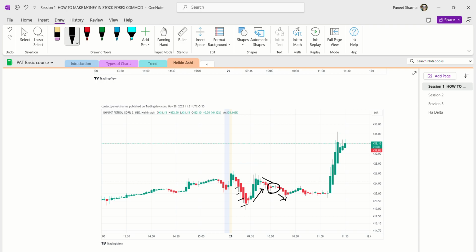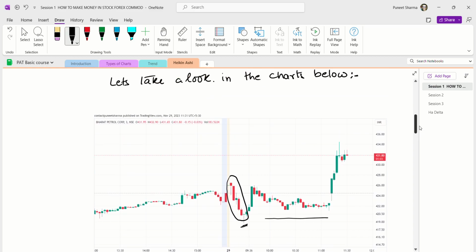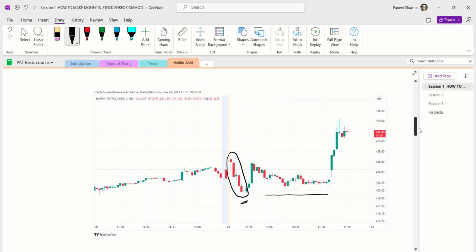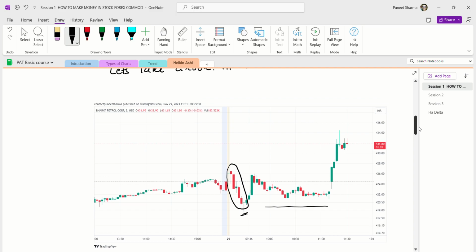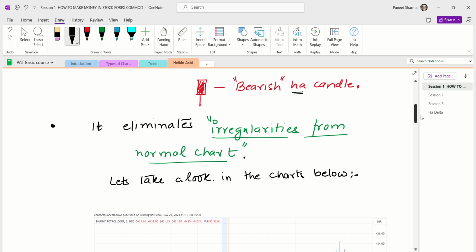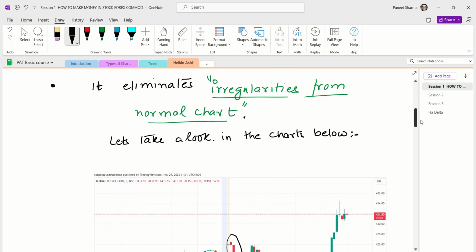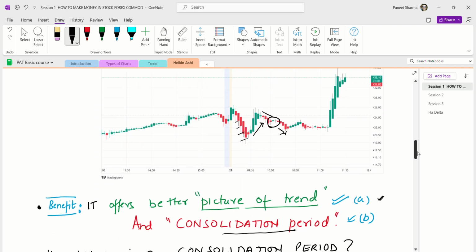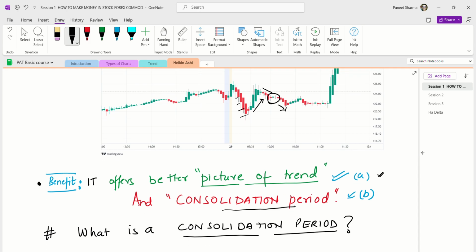So Heikin Ashi charts are far more regular, far smoother than a candlestick chart, and this is the advantage of a Heikin Ashi chart. Since it works on average prices, it makes the irregularity uniform in nature. It is able to give us a lot of benefit.